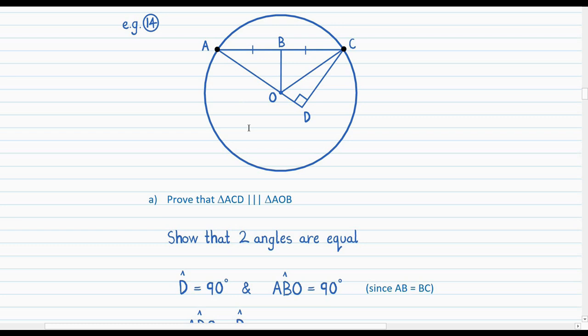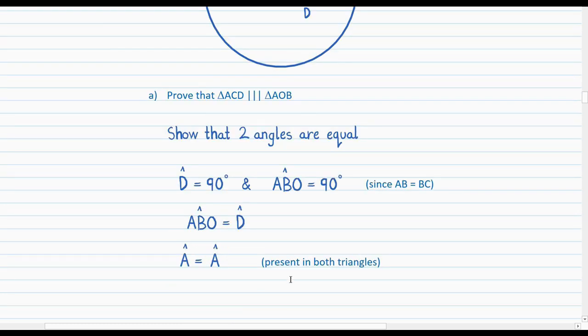Therefore, A hat is equal to A hat. And since we've demonstrated that the two triangles have two angles in common, that's sufficient to confirm that triangle ACD is similar to triangle AOB. Therefore, we've proved what the question demanded.